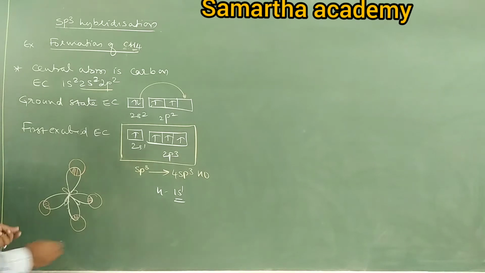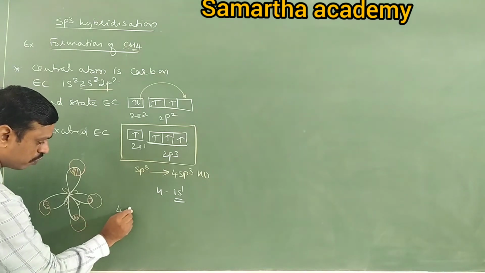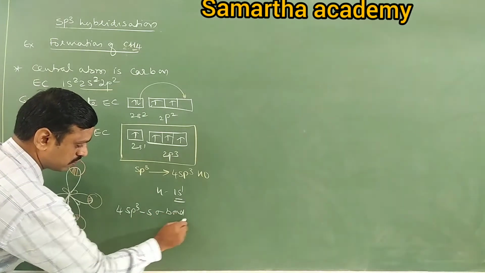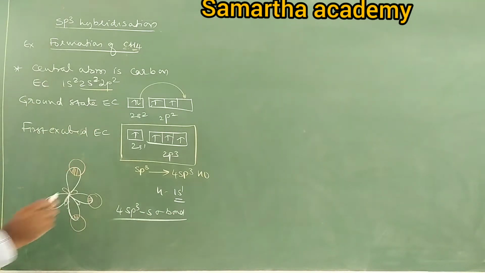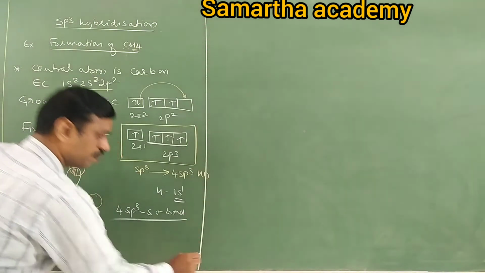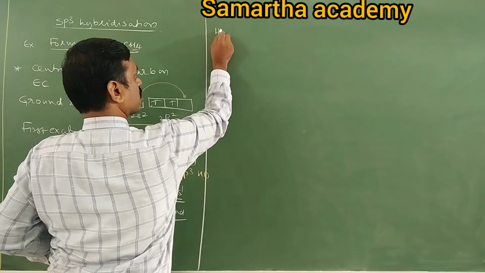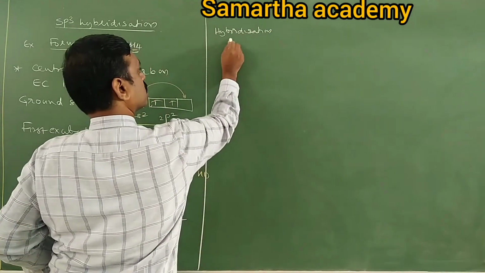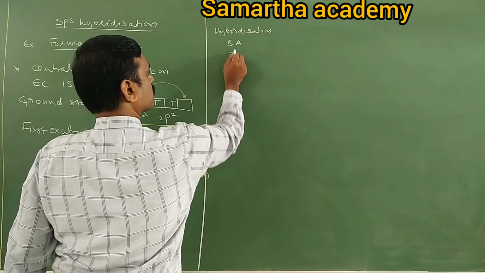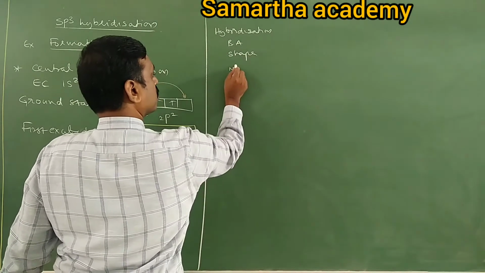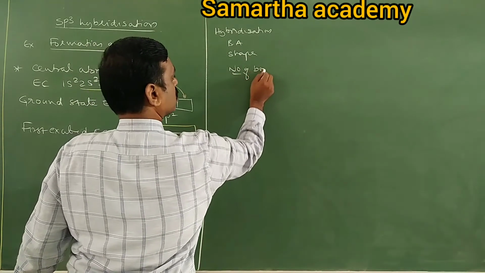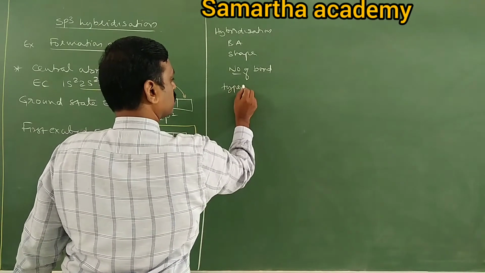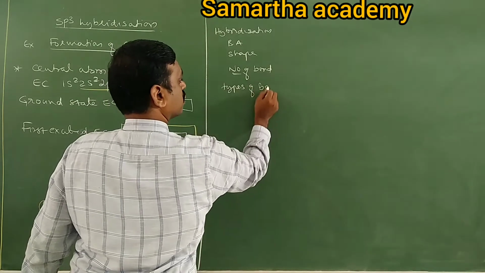Therefore methane has how many sigma bonds? 4 sp3s sigma bonds. Okay, then from the exam point of view, what is important? First, hybridization. Second is bond angle. Third one is shape. Fourth one is number of bonds, and fifth one is type of bond or types of bonds.